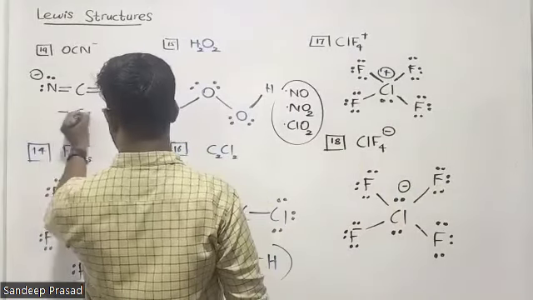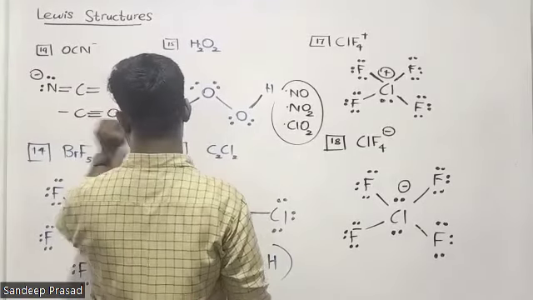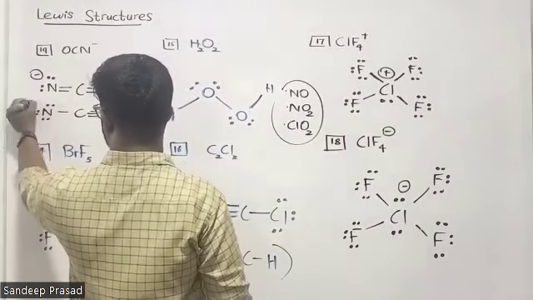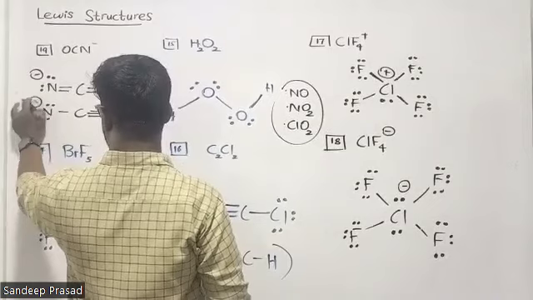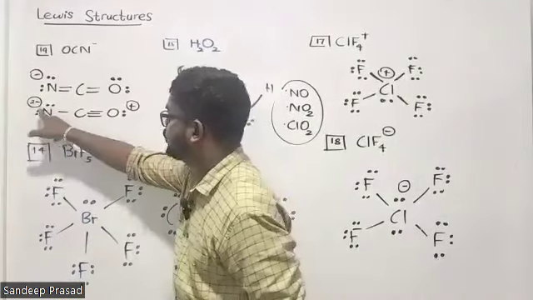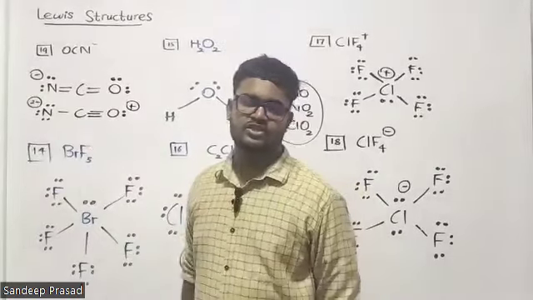I'm going to put a carbon-oxygen triple bond here. Then oxygen is positively charged. Carbon-nitrogen, a single bond, 2 minus charge. Because 1, 2, 3, 4, 5, 6, 7. There are 7 electrons in the valence shell of nitrogen.